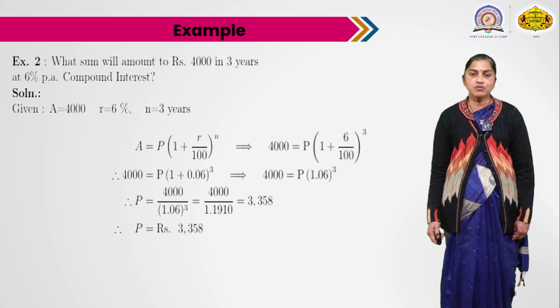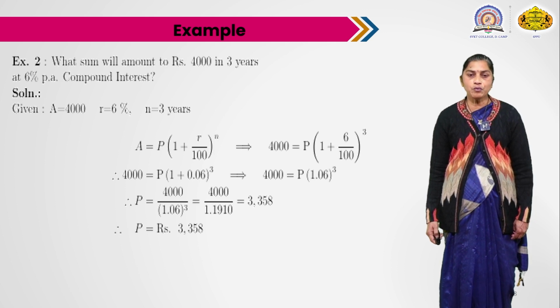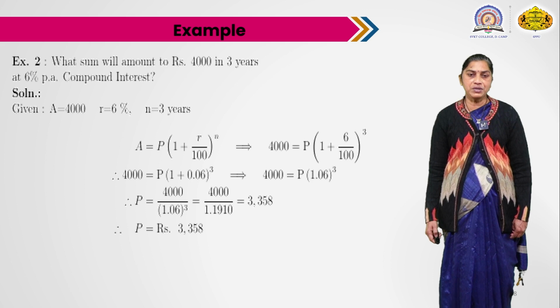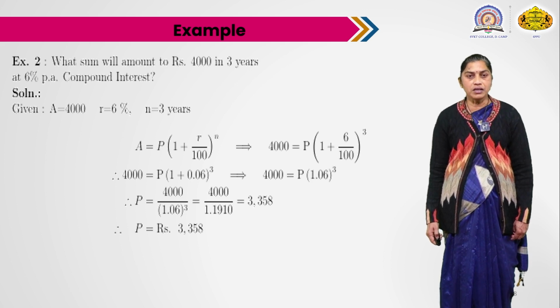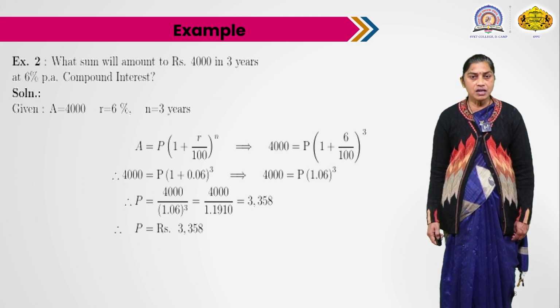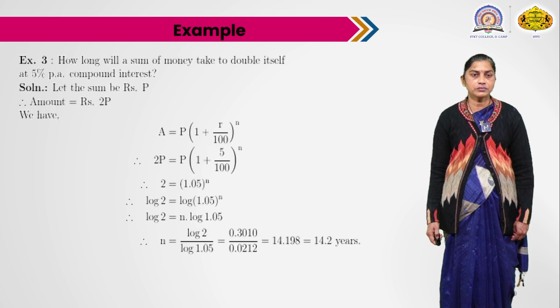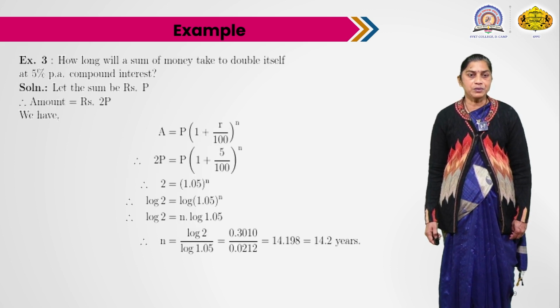It is nothing but 4000 upon 1.1910, that is nothing but 3358, and therefore the principal, that is the sum, comes to be rupees 3358. In 3 years, this principal, that is 3358, at the rate of 6% per annum gives us rupees 4000 as amount. Now see the next example.